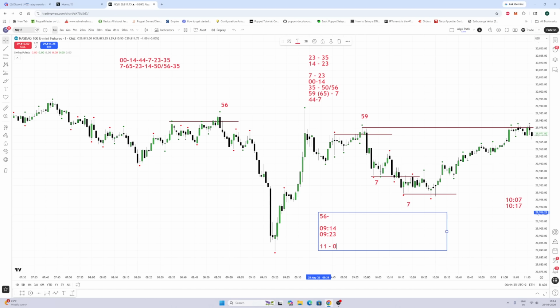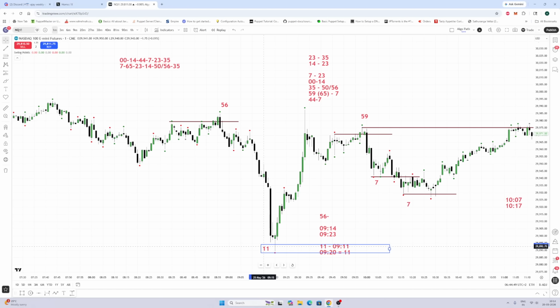So 911 is also an option. 920 is also an option because when you subtract, this becomes 11. Okay. And the low is 920 here. Okay. So the path is met. So you are confirmed that this is algorithmic, right? 56 to 11. Now, how do I trade this? Because you are looking for 14, right?